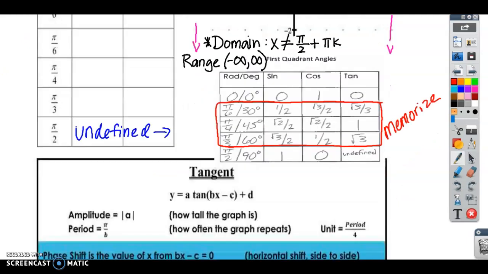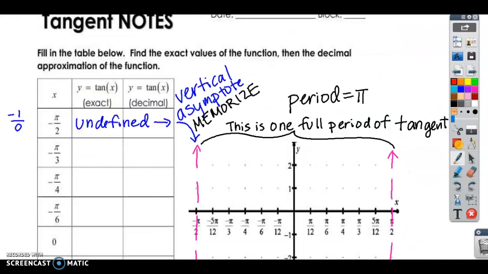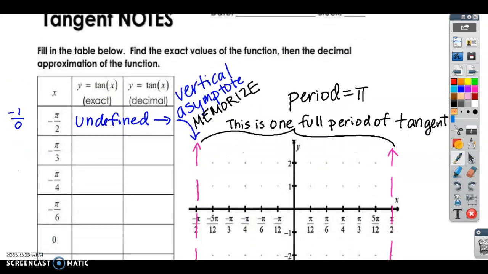Okay. So we've got the tangent, which is sine over cosine. So that's for pi over 3 is root 3 over 2 divided by 1/2. And that's going to be root 3 over 2 times 2 over 1. So you can see where you get the root 3 from. So going back to filling in the chart, I don't like doing that every time. If you want to, go ahead. It's just much easier to have them memorized.